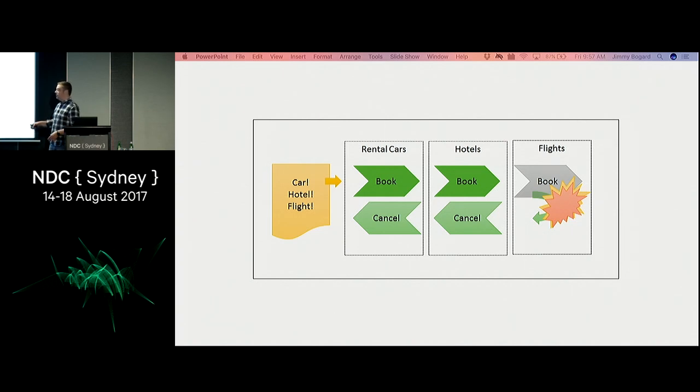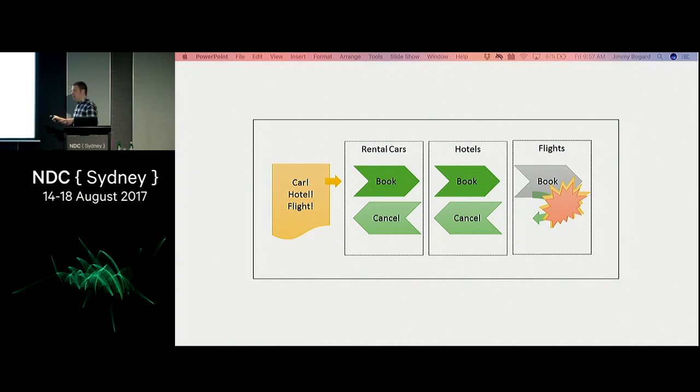So instead, I break those up into a series of smaller operations and say, first we're going to book the rental car. When that succeeds, we're going to book the hotel. When that succeeds, we're going to book the flight. But if this transaction fails, there's something wrong with my flight, then I'll go ahead and undo the previous operations.